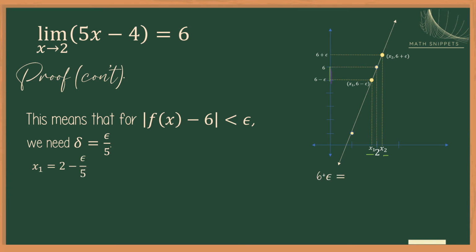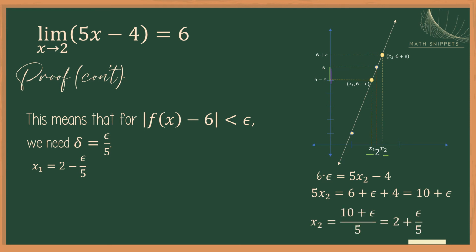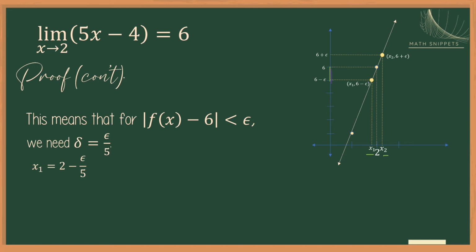Now we solve for the value of x sub 2. X sub 2 corresponds to the y value 6 plus epsilon. So we do some algebra, and we find a value for x sub 2 to be 2 plus epsilon over 5. Okay, so these are the endpoints.